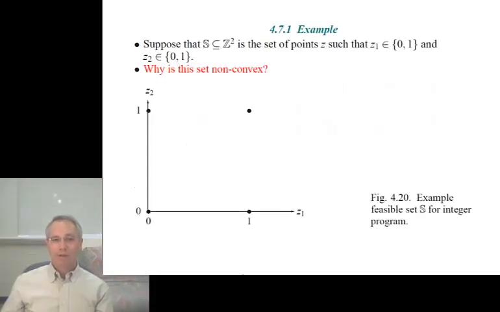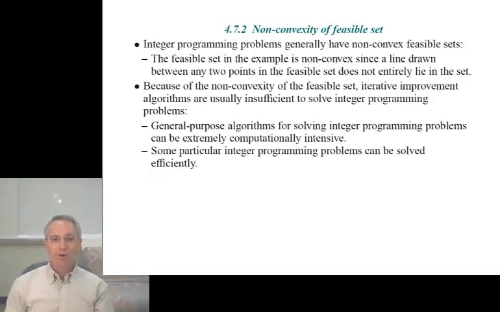Let's see an example. Suppose that S in Z squared is the set of points z such that z1 is either 0 or 1, and the second entry is 0 or 1. So if I plot that, here's z1. This could be the commitment decisions for generator 1, and generator 2. Either both entries are 0, one of them could be 1 and the other one 0, or vice versa, or both of them could be 1. And you can see that this set is non-convex. Integer programming problems generally have non-convex feasible sets.